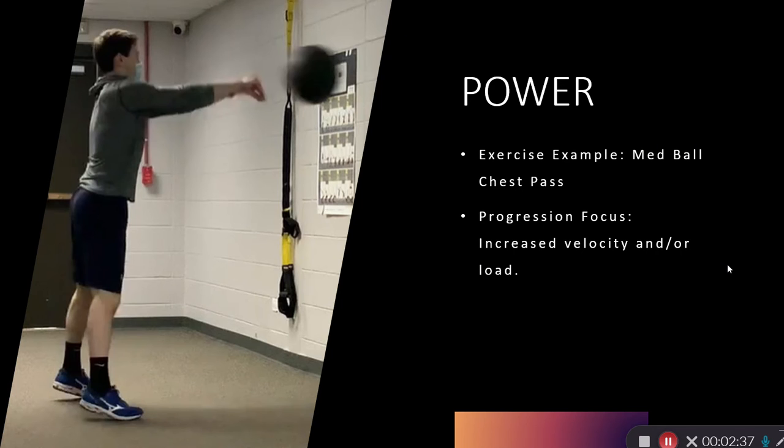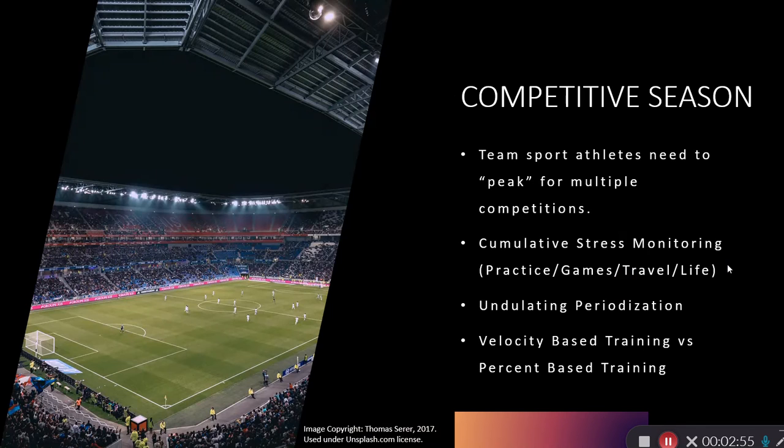The next stage is power. An example here of an exercise which also mimics the movement patterns previously described is the medicine ball chest pass. Here we're focused on increasing velocity and/or increasing the load, but we want to be moving the load much faster in this particular stage than in the strength phase.